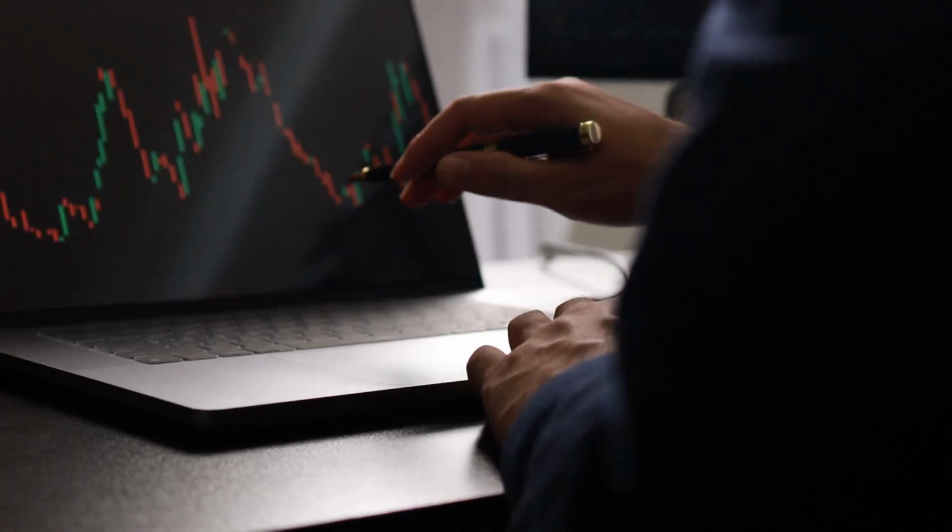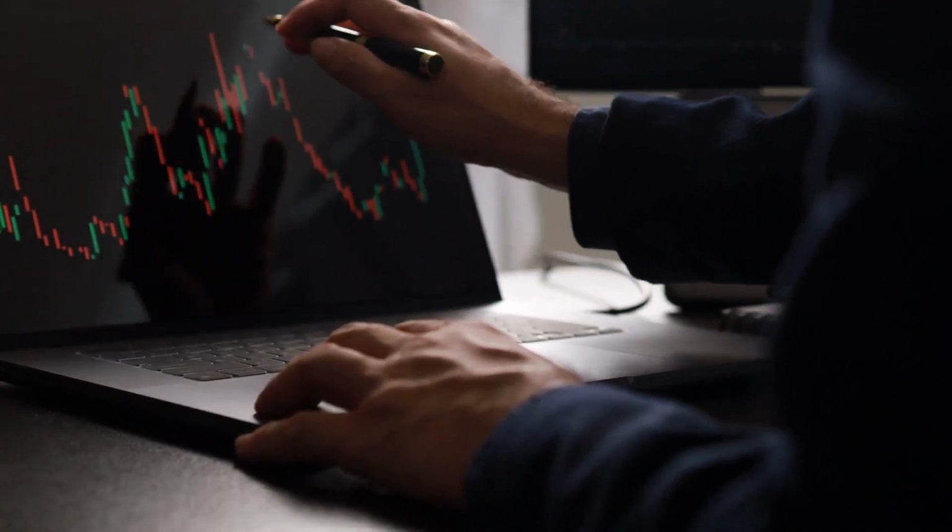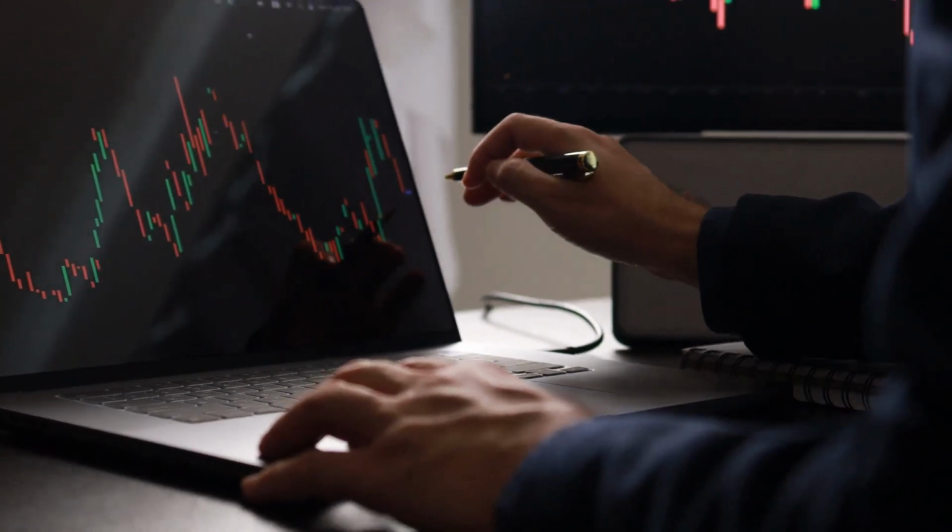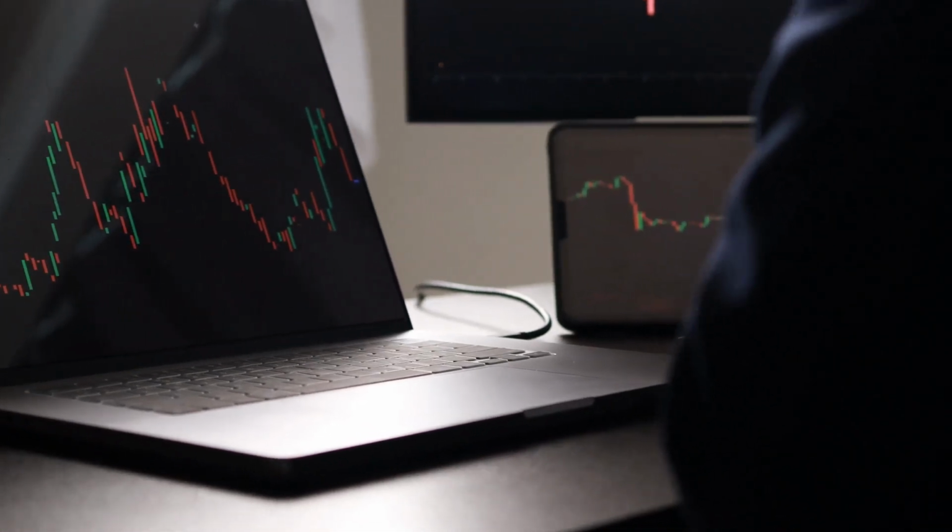Alright everyone, that was a deep dive into the nitty-gritty of how to trade options. Remember, options trading can be a powerful tool for generating returns, but it's crucial to educate yourself thoroughly before diving in.